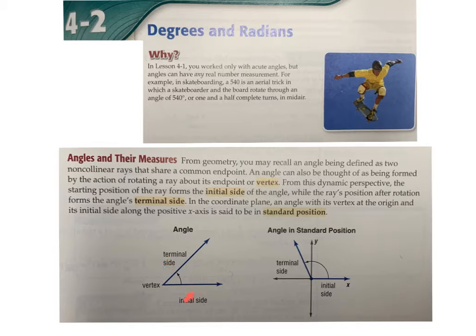Now, standard position. Let's say we put an angle on the coordinate plane. Standard position means that the vertex is at the origin, (0, 0), that the initial side is right here on the x-axis, and then it terminates somewhere out there. This would be considered standard position. And so when we move to unit circle trigonometry versus triangle, right angle trigonometry, this is what you're going to start seeing: angles in standard position.